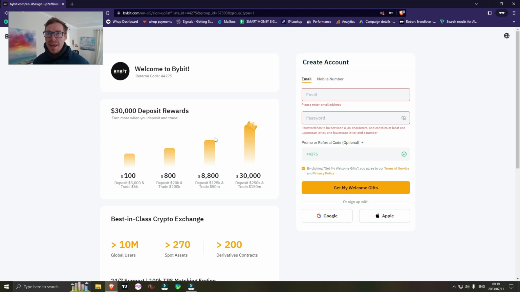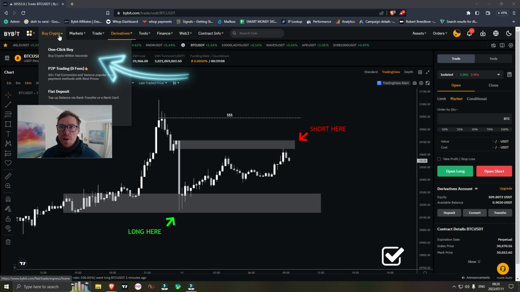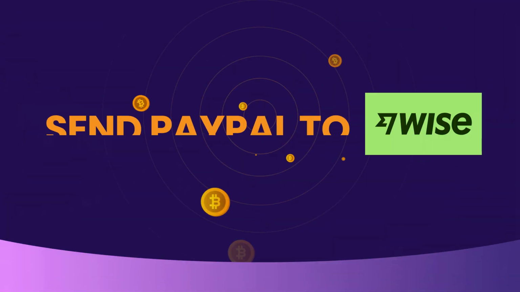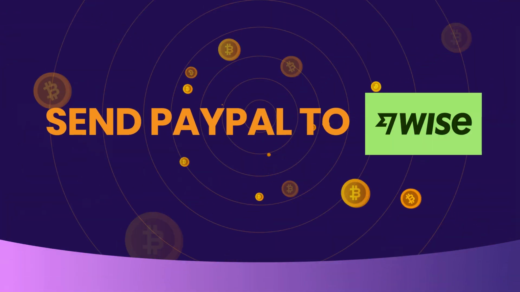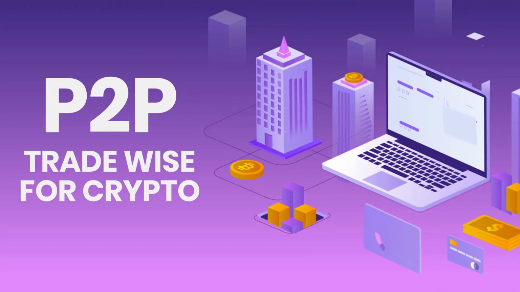Then once you sign in with Bybit, you will enter into a screen like this. There are many different tabs to click on, but there's only very few that you actually need to know. First of all, you can click on buy crypto here. You can buy crypto within seconds with your credit card. You can buy crypto from the P2P trading platform. If you've got money in Wise or PayPal, you can send your PayPal money to Wise and then come to P2P trading, where you can trade your Wise for crypto.